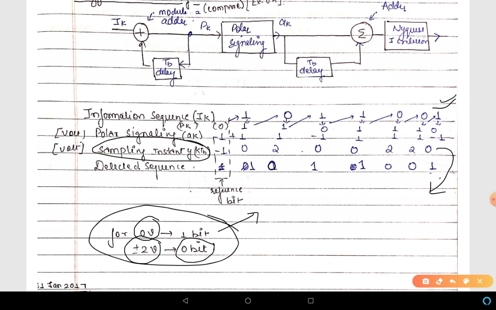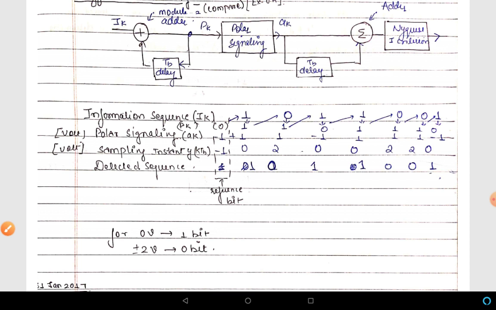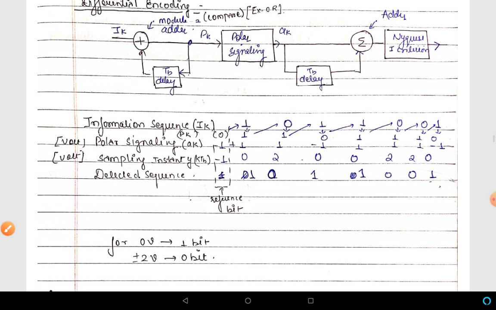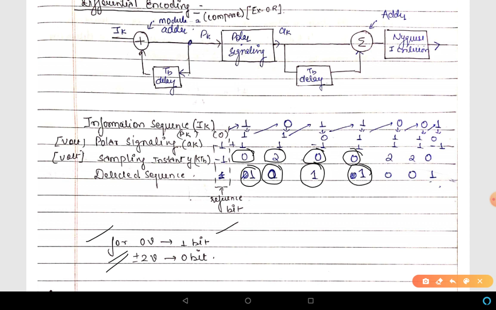I'll start from here, because the first is my reference bit. I'm not interested in it, because my information bits start from here. First, this is 0, case 1, detected bit is 1. Then it is 2, case 2, detected bit is 0 as per the decision rule. Then 0, case 1, detected bit is 1. Again 0, detected bit is 1, then 2, 0, 2, 0, 0, case 1, detected bit is 1.